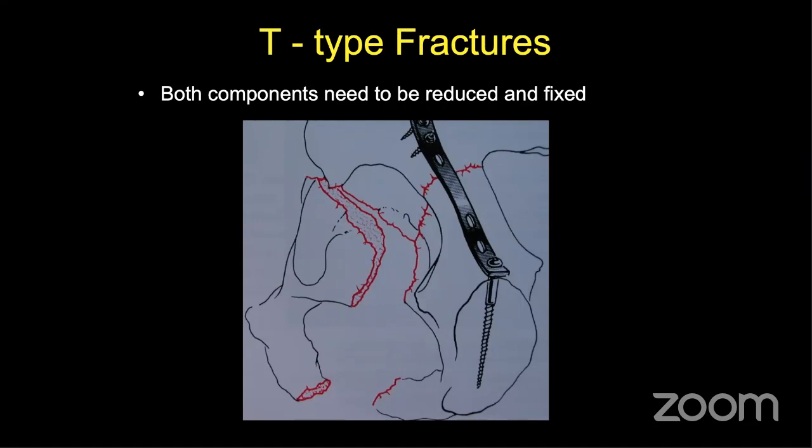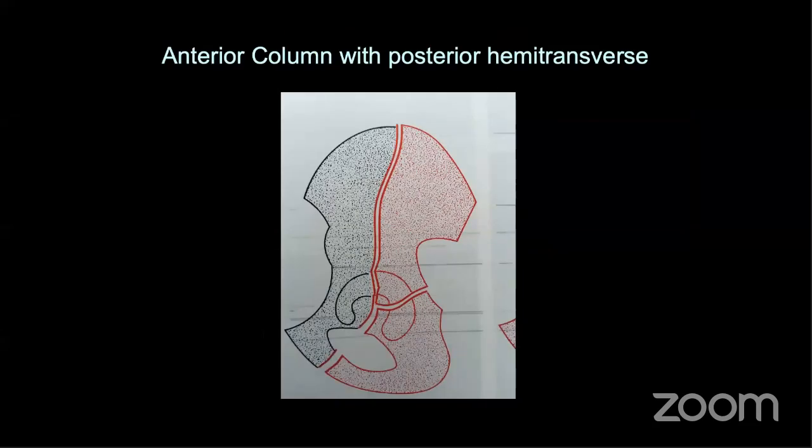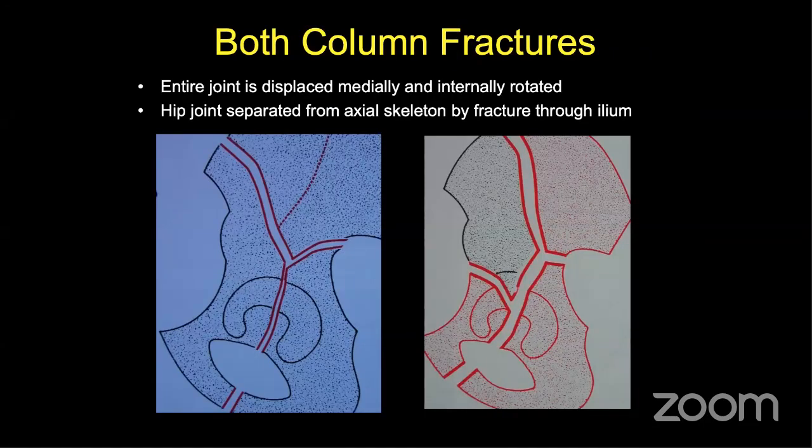And for accurate anatomic reduction, you have to appreciate and reduce both components correctly and fix them. This is an anterior column with posterior hemitransverse, which you can see is a variation on the T fracture theme. And then this is a both column fracture, where both your columns are fractured and the entire hip joint will be displaced medially and internally.